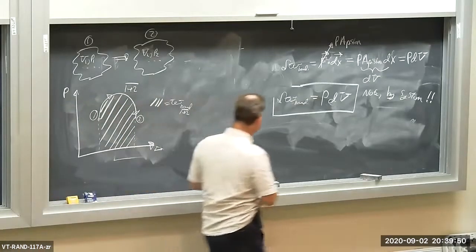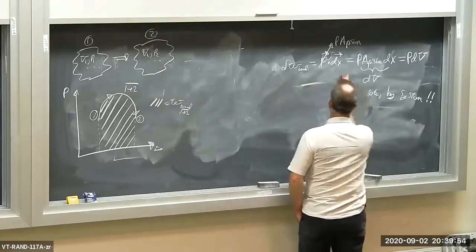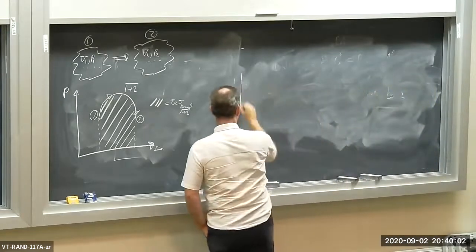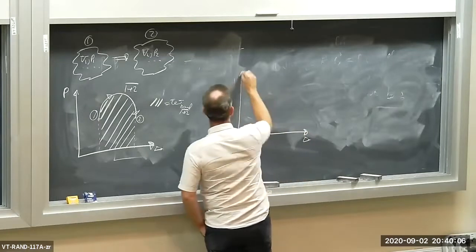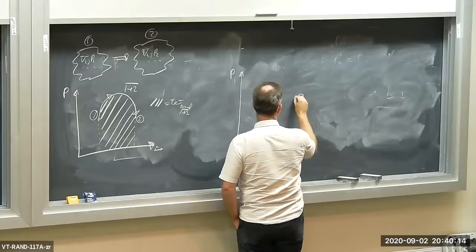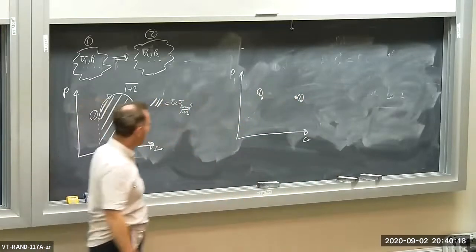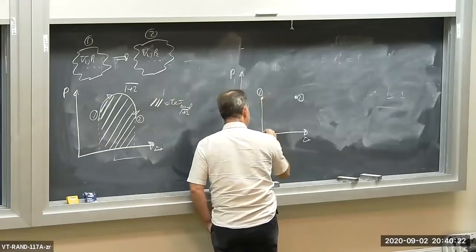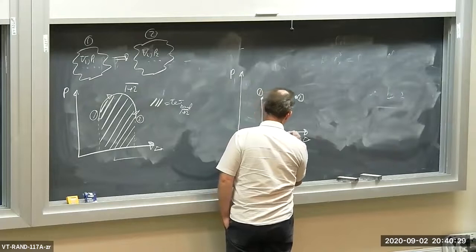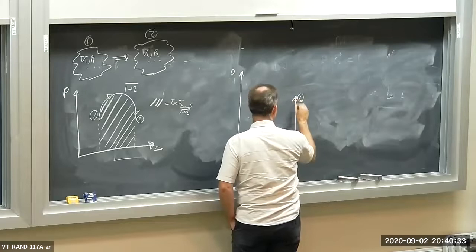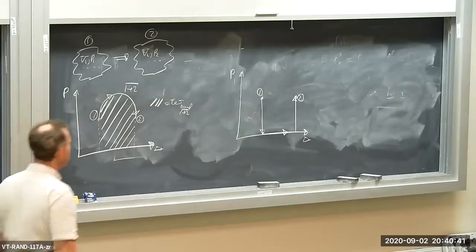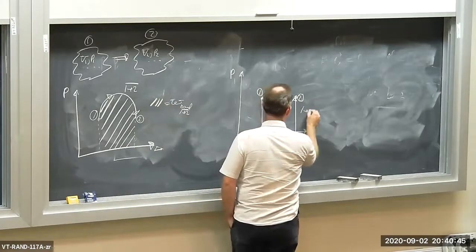What about, let's take a different path. State 1, same state. State 2, same state. But instead, we take the following path. Pressure goes to 0. It expands at 0 pressure, and then pressure shoots up to P2. I'm going to call that path 1 to 2 tilde.